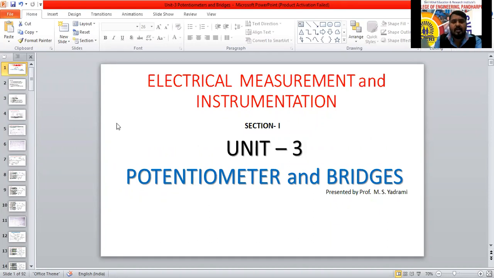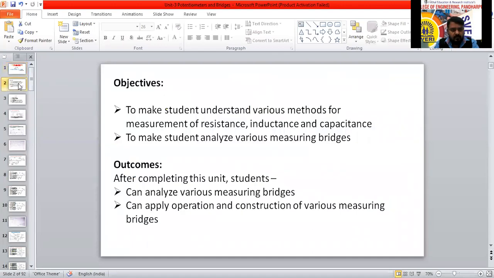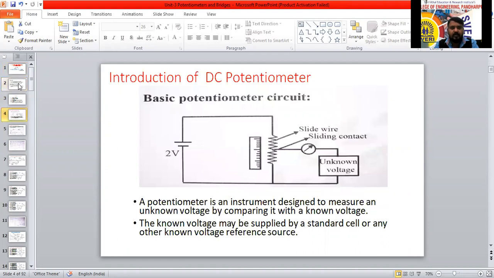Okay. So the unit 3, that is potentiometer and bridges. I already told that the basic principle of potentiometer is over, and some bridges we have covered practically with the whole derivation and all the things. So it will not take much time to finish this unit. Up to this one, the introduction of DC potentiometer, we have already discussed.